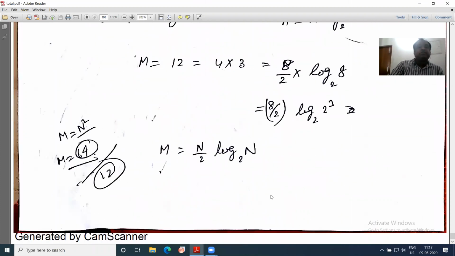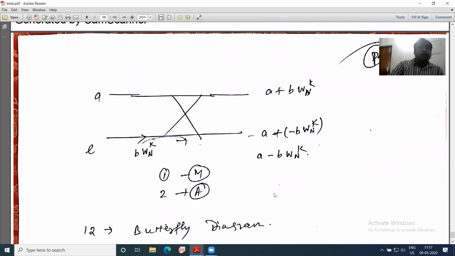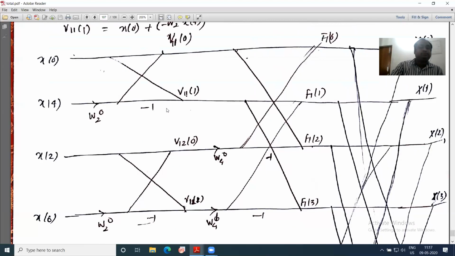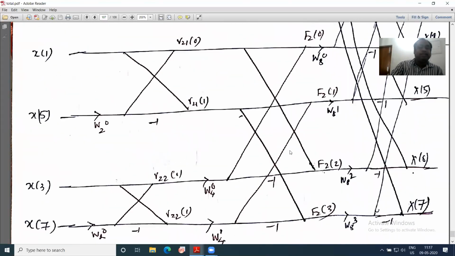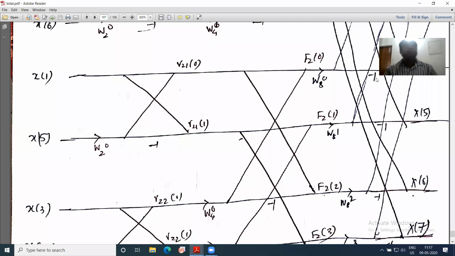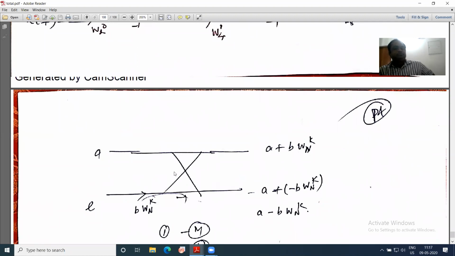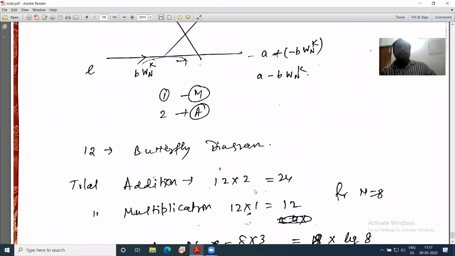How many such structures are there in this? You can count by how many minus 1 are there. 1, 2, 3, 4, 4, 4, 8, 4, 12. So there are 12 minus 1s. So I will be having this kind of structure, 12 such structures. So 12 such structures means what is the total number of additions? 12 into 2, each structure has 2 additions. The total addition is 24.